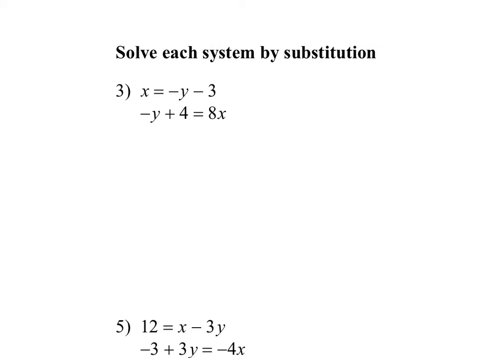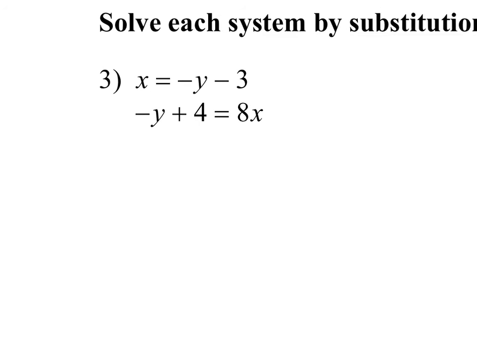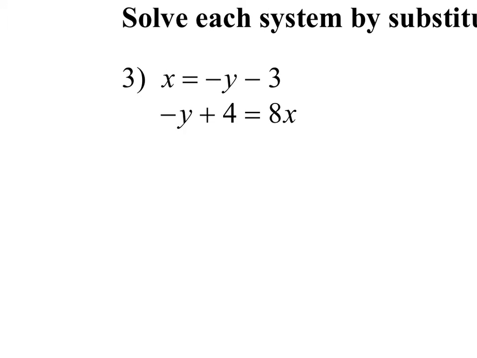All right, let's look at number 3. We need to solve by substitution. So what can we do first here? What do we do first? So when solving by substitution, we need to get x or y all by itself. So we need to isolate the variable. And then once we have x is equal to something or y is equal to something, we take that something and plug it in for either x or y.